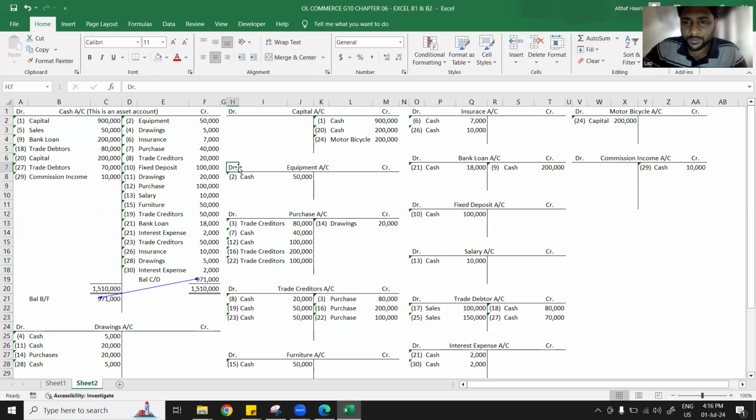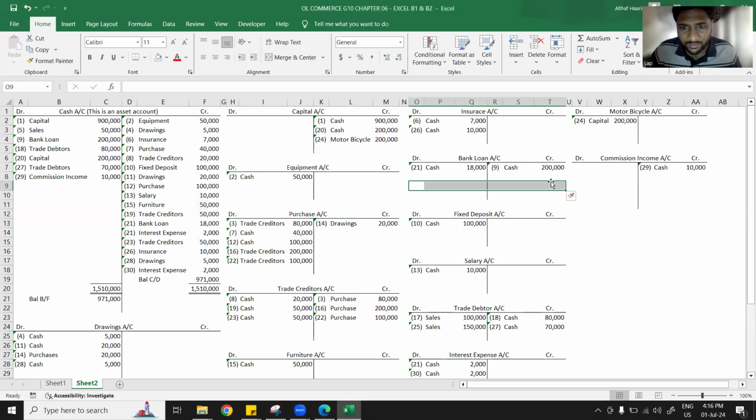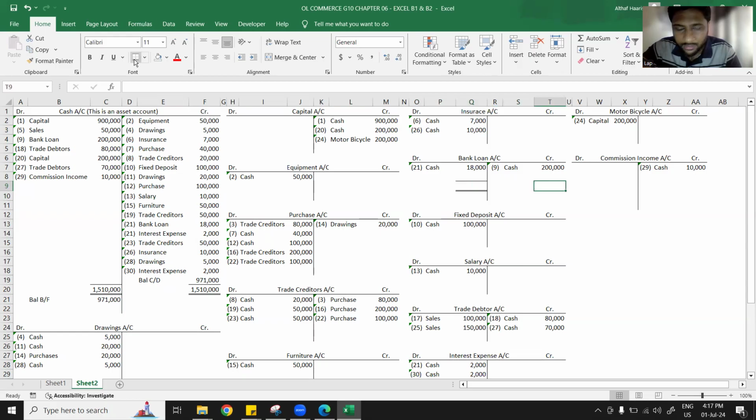Now jump to the bank loan account, people. Did you find the bank loan account? Yes. Then keep one line empty and put your double lines like this.